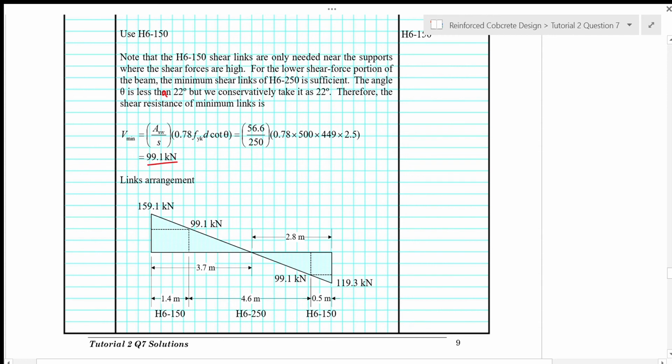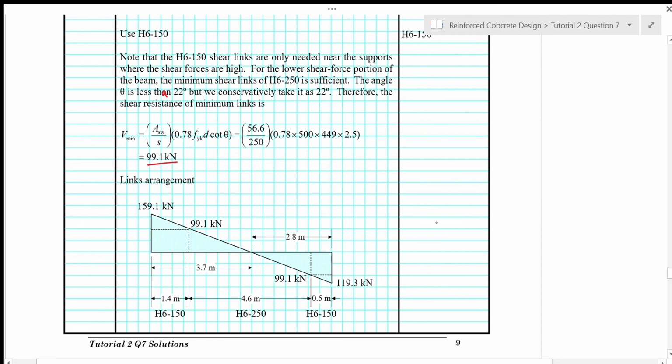So based on the shear force diagram of span BC, we have 159.1 kilonewton just to the right of support B, and we have the shear force of 119.3 kilonewton at support C. So based on that, we calculate the distance of the zero force location. So it's 3.7 meter from support B and it is 2.8 meter from support C.